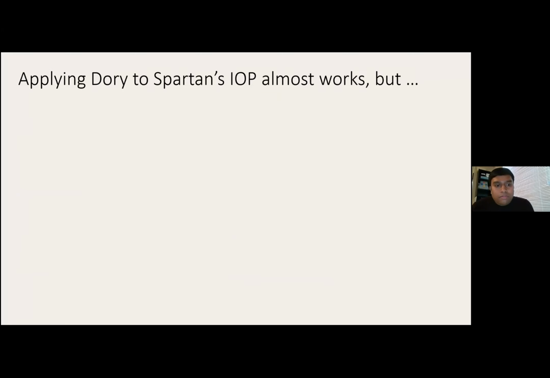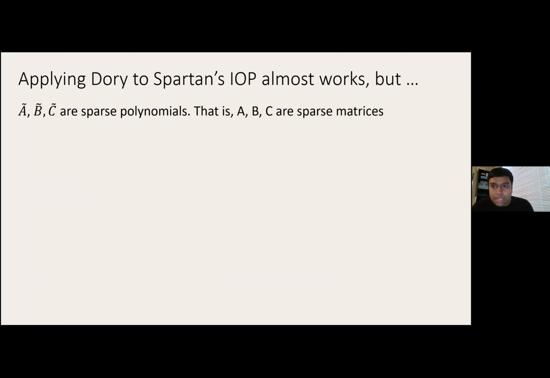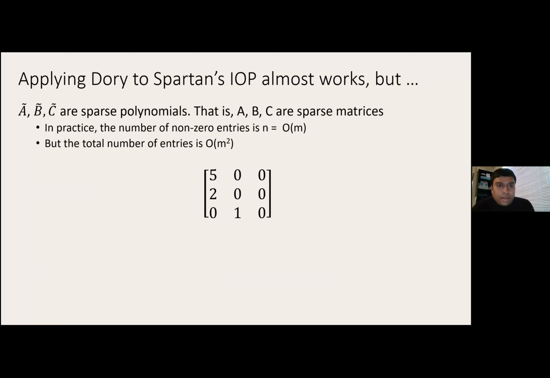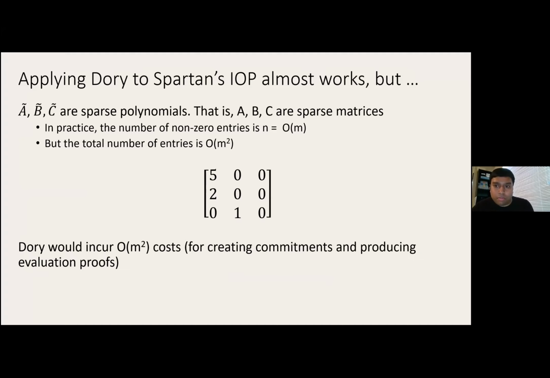So we can take this Dory polynomial commitment scheme and directly apply it to Spartan's IOP. It almost works, but there is one caveat: the A, B, C polynomials that I showed in the IOP are actually sparse polynomials. What I mean by this is that these A, B, C matrices are sparse matrices. In practice, the number of non-zero entries in these matrices is linear in the matrix dimension, whereas the total number of entries in the matrix is quadratic. So if we directly apply Dory, it would incur quadratic costs for both creating commitments and producing evaluation proofs. What this means is that in the SNARK context, the prover would be quadratic in the statement size.